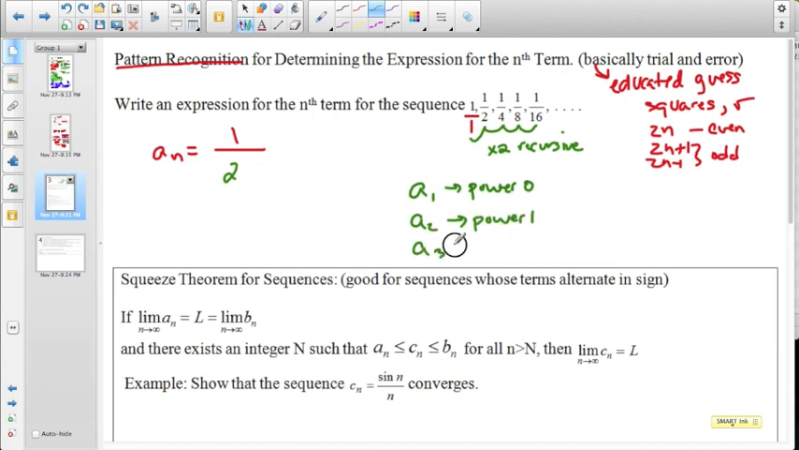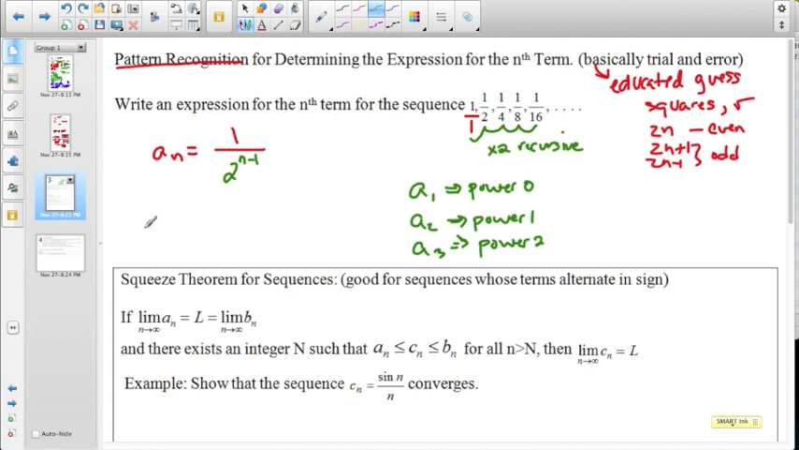For the a sub 3 term, a sub 3 term is a 4. The power should be a 2. So you can see a pattern between the term number and the power needed. The power needed is always 1 less. So the power must be n minus 1. So that's some advice as to how to find patterns to get that expression for the nth term.